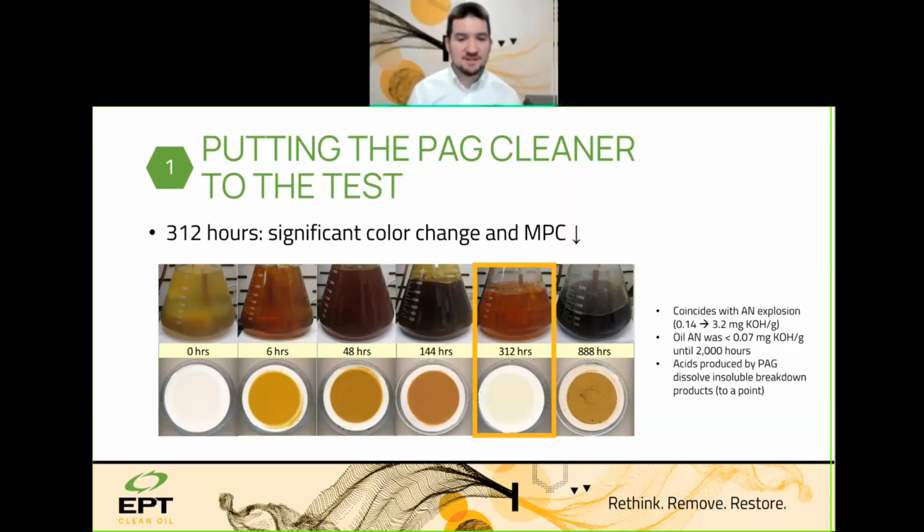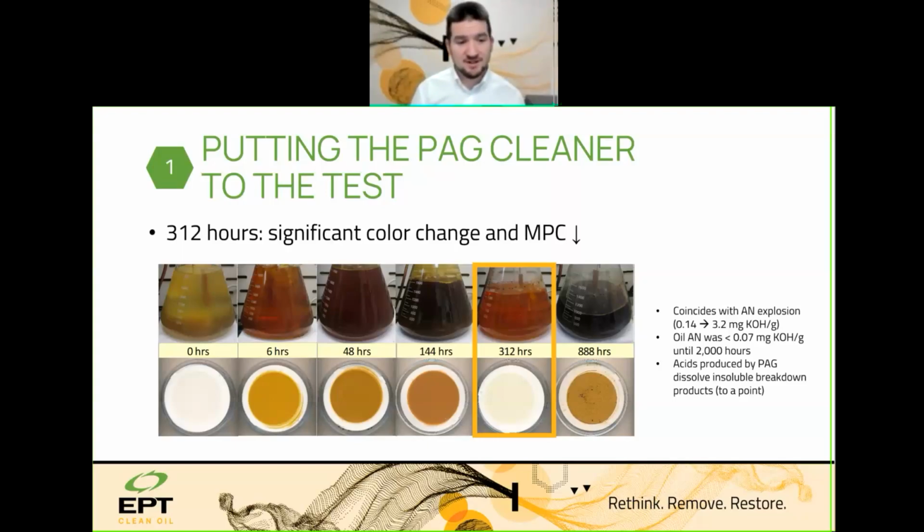This apparent improvement in fluid appearance happened to coincide with an acid number explosion in this system. Overnight, the fluid's acid number changed from 0.14 to 3.2, and acids are extremely polar species. So when these acids formed, they really ramped up the polarity of the fluid and drew a lot of that previously insoluble varnish back into solution. Now, you may say, okay, well, the varnish went into solution. That's all that matters. I'd argue that operating with an acid number in excess of 3 is going to be problematic, whether there's varnish there or not.